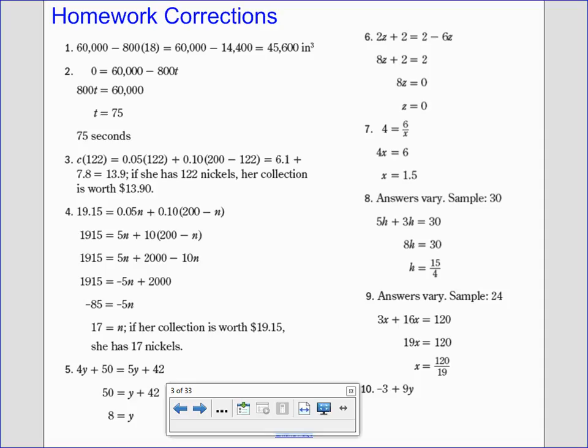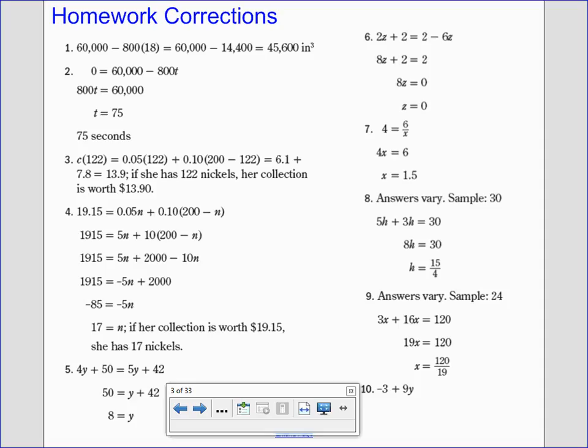It looks like number 1 is about 45,600 cubic inches. Number 2, T is about 75 seconds. Number 3, if she has 122 nickels, her collection is worth $13.90. So we did an evaluation there. Number 4, negative 85 equals negative 5n, so n is 17. If her collection is worth $19.15, she has 17 nickels. Number 5, y is 8. Number 6, z is 0. 7, x is 1.5. 8, h is 15/4.